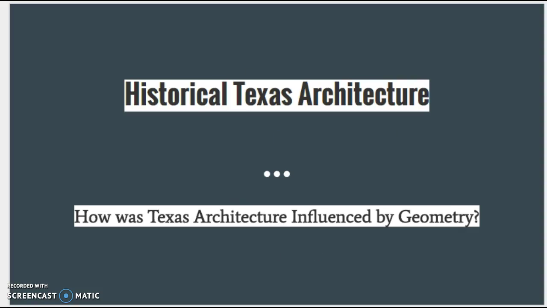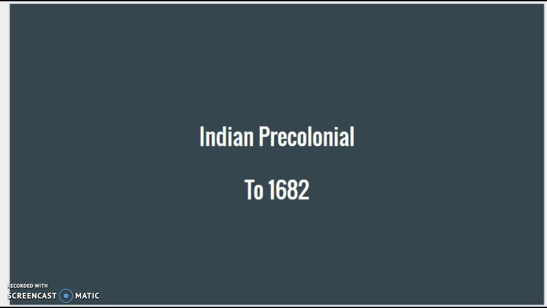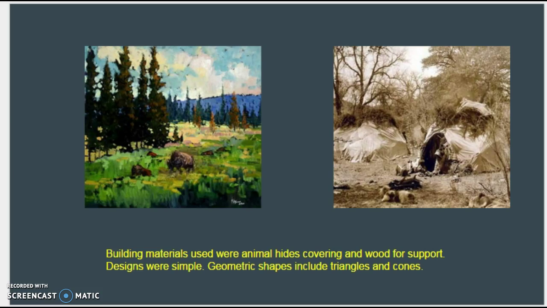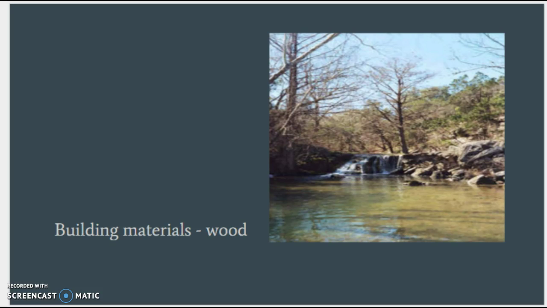How was Texas architecture influenced by geometry? We will look at 6 different periods of historical Texas architecture, beginning with the Indian pre-colonial period. These early Indian tribes were nomadic, moving in search of food and optimal weather. Their shelters were temporary, built from animal hides and wood.